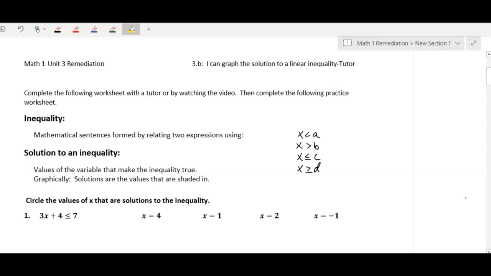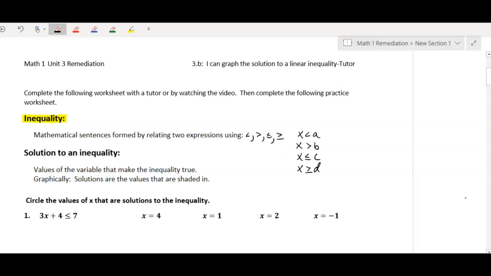Hello, Math 1. This lesson's on 3.b, which is I can graph the solution to a linear inequality. Now, if you remember from the last chapter, we talked about what an inequality is. It's a mathematical sentence formed by relating two expressions using either the less than symbol, the greater than symbol, less than or equal to, or greater than or equal to symbol.